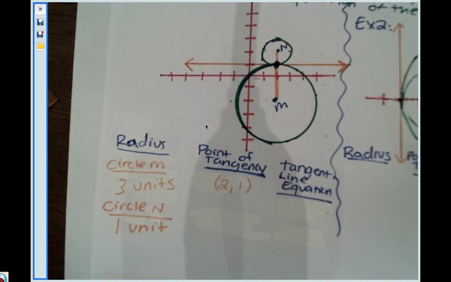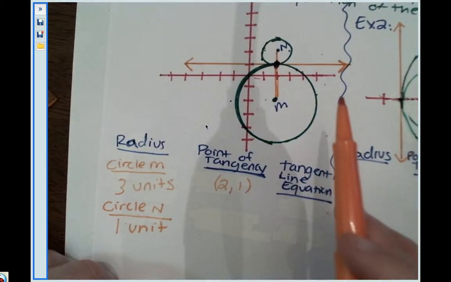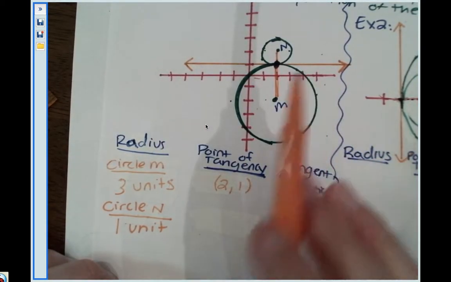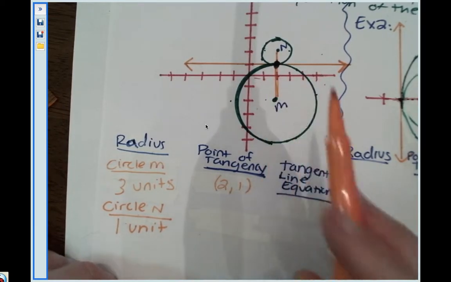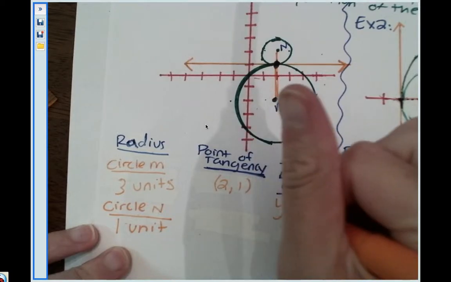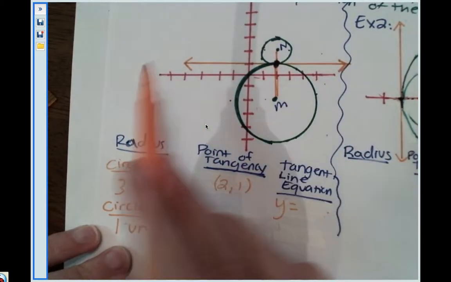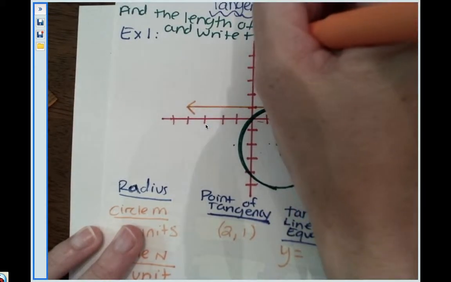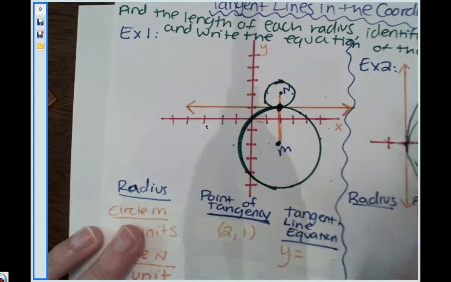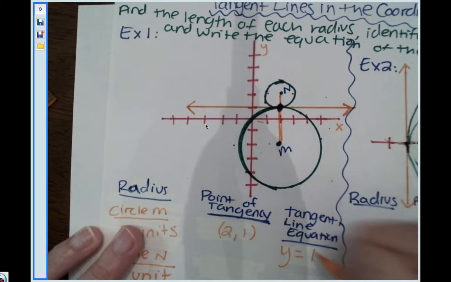Guys, and then lastly, we're going to write the equation of the tangent line, which, since we have a horizontal line, we think y equals. So this is a y equals equation, guys, and it's y equals wherever this line hits the y-axis. So if we look here, this is my y-axis, this is the x. So this line intersects the y-axis at the point 1. So it's the equation y equals 1.